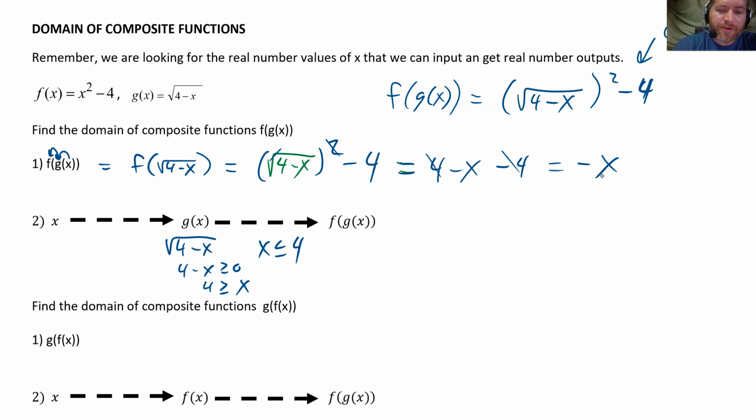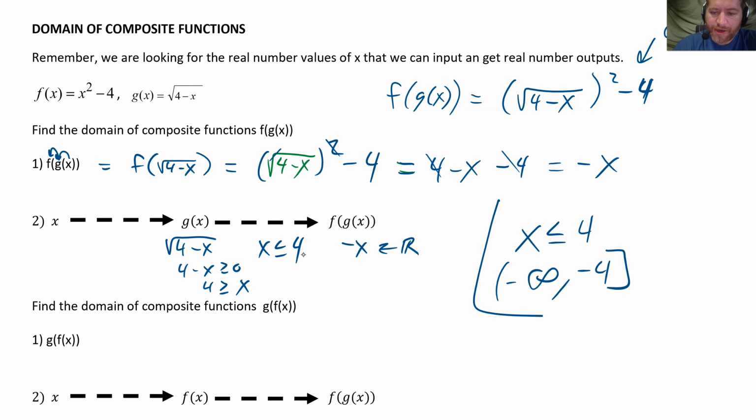So then you also have to look at what is the domain of this. Well, that's all real numbers. And then to find the final domain, you just put them together. So if we take all real numbers and x is less than or equal to 4, our domain is x is less than or equal to 4, which means it's negative infinity to 4 bracket. That's the domain of f composed of g of x.